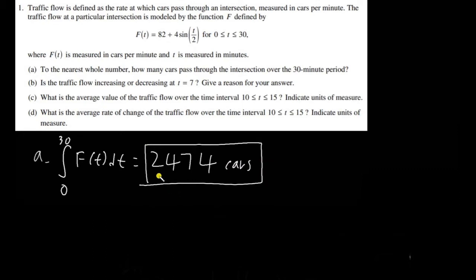Alright, so for points, this is 3 points. 1 point for the correct limits, because we're going from the starting time 0 to the ending time 30, since it's 30 minutes. Another point for putting the f of t in the integrand, and then the third point for the correct final answer.